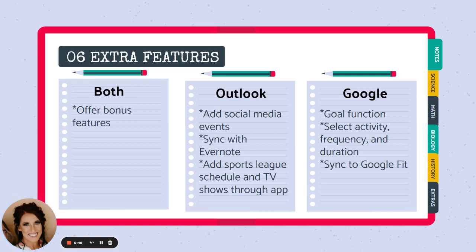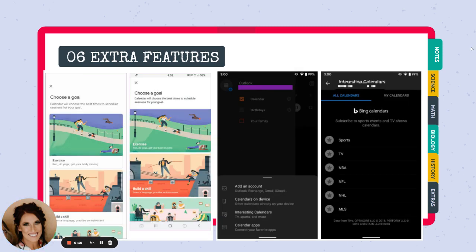through the app. And then with Google, you can do a goal function, which is really cool. So you can select an activity, you can figure out the frequency and the duration of it. And then that's going to sync your goal with your calendar and kind of give you reminders and try to encourage you to stay up to date with your goals. And then that goal can also be synced to Google Fit.